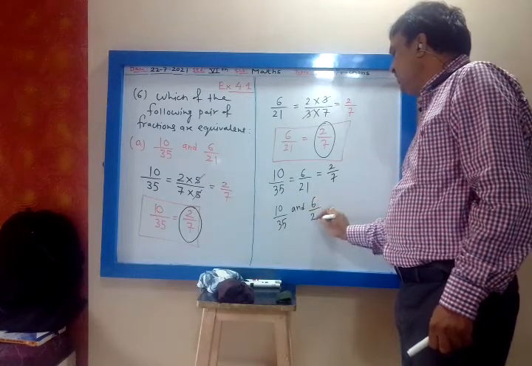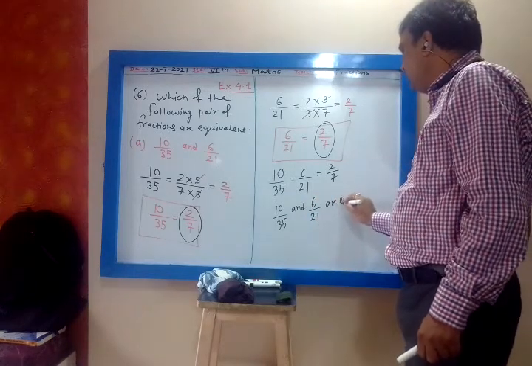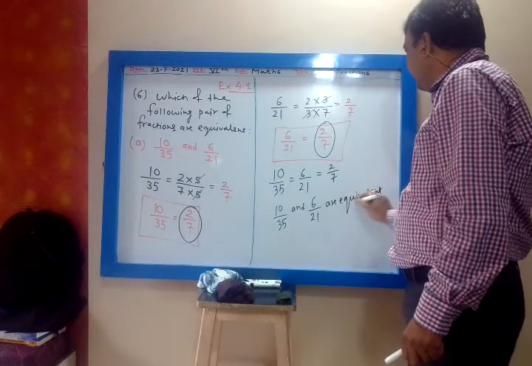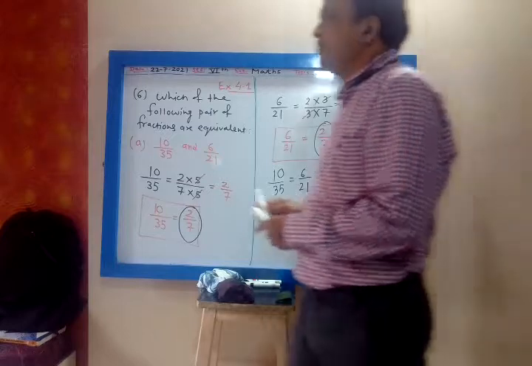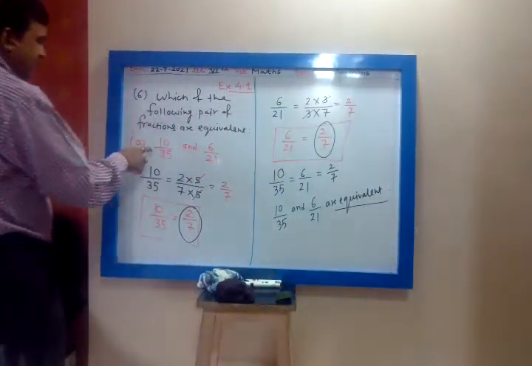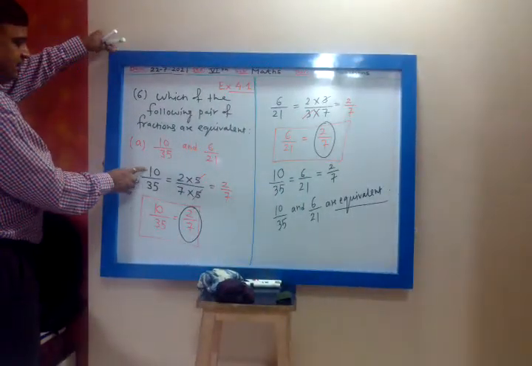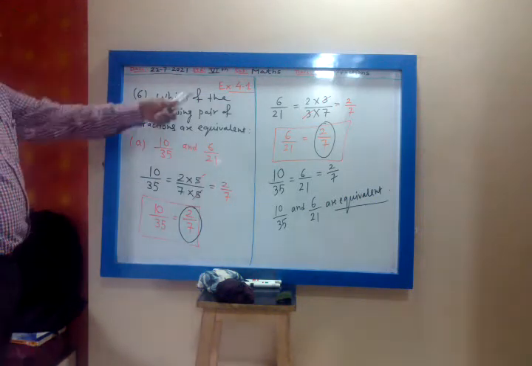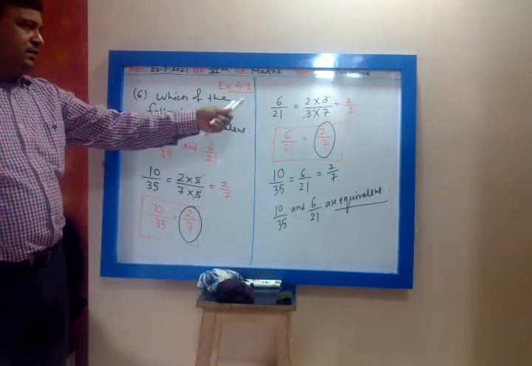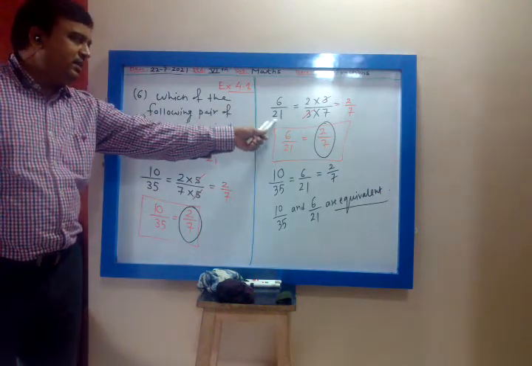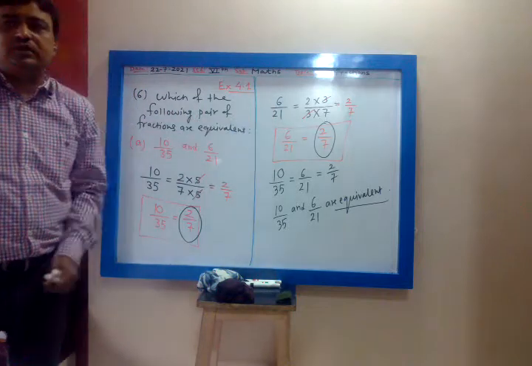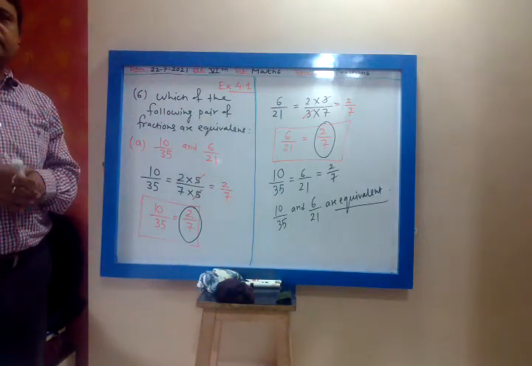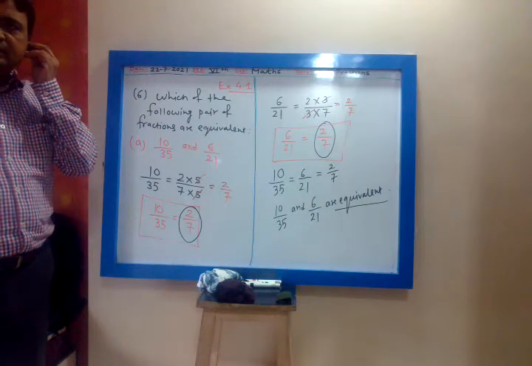So to check whether they are equivalent, we have to cancel the common term of numerator and denominator and see whether both the fractions are same. So 10 upon 35, when you cancel the common factor of 10 and 35, that is 5, you get 2 upon 7. 6 upon 21, when you cancel the common factor of 6 and 21, that is 3, you get 2 upon 7. Therefore, they are equivalent. Is it clear?